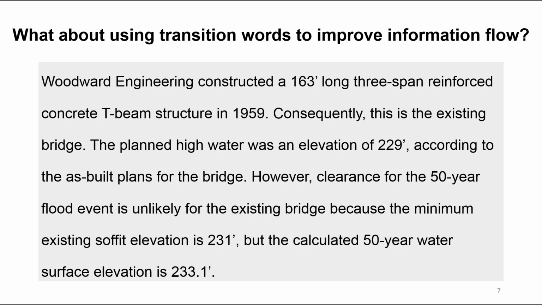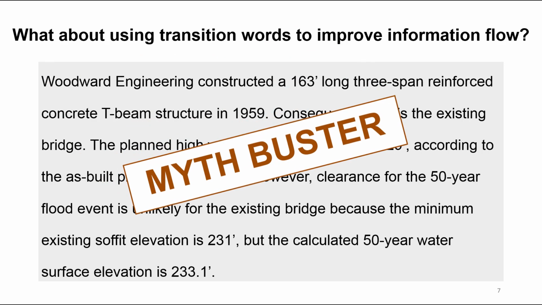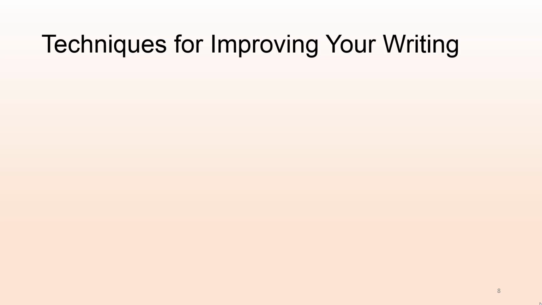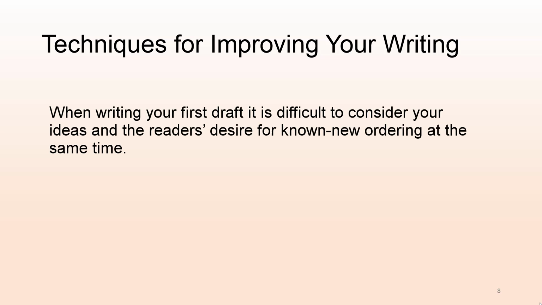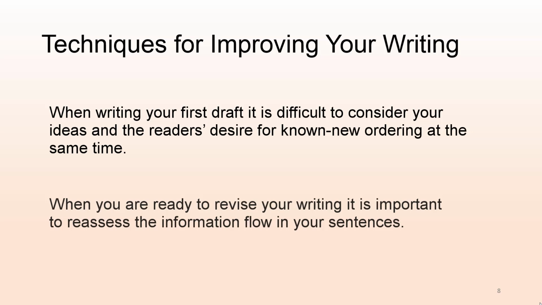The information in this example does not flow smoothly. Revising for the known-new information order will have a much greater effect than just adding transition words. When writing your first draft, it's usually too difficult to consider your ideas and the reader's desire for the known-new ordering at the same time. But when you revise, looking at your information flow is crucial.